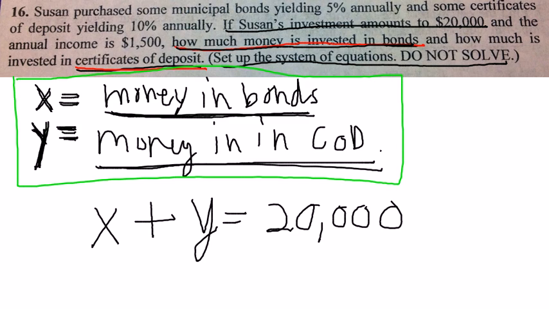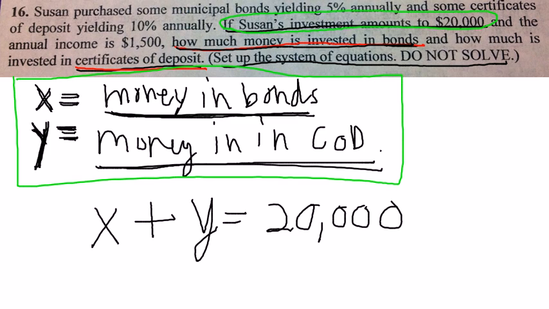This is usually the easiest step, and you'll see this a lot. With all these word problems, a lot of times there's an x plus y equals blah blah blah. And as long as you understand this equation, the second one's a lot easier to understand. You have x plus y equals 20,000. Yes, money invested in bonds plus money invested in certificates of deposit equals 20,000 because of this sentence I'm circling in green right here. This phrase. Okay? Now we just need to find the second one.